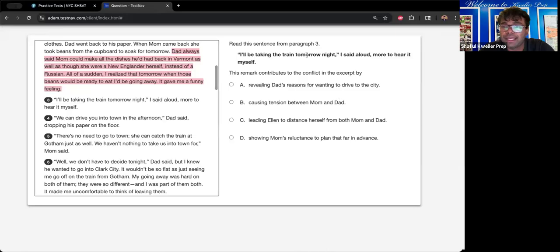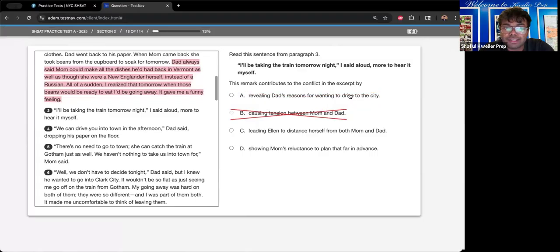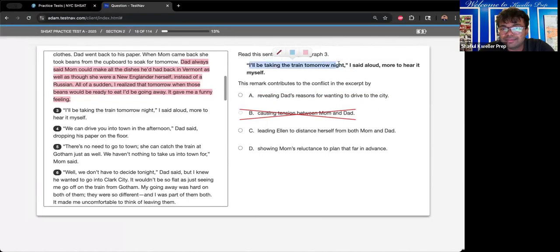I don't see any tension between mom and dad. This is something that the daughter is saying. Revealing dad's reasons to want to drive to the city. "I'll be taking the train tomorrow night." But that's not why it says this remark. When I hear this remark, it's more specifically why she said this out loud, more to hear it for myself. It's like her mentally preparing for when she is about to leave. So that's why I stick to this. So I don't think this contributes to the conflict by showing dad's reasons to want to drive to the city.